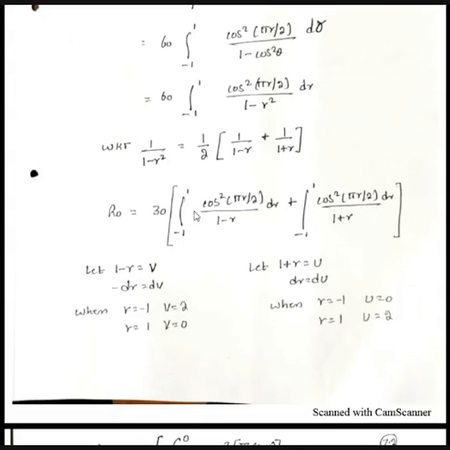Now we have to integrate both these terms, from minus 1 to 1 and minus 1 to 1, having different denominators, 1 minus r and 1 plus r. So we substitute 1 minus r as v and 1 plus r as u.